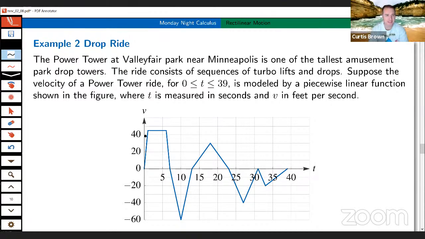So there is actually something called the Power Tower at an amusement park in Minneapolis or near Minneapolis. And it is one of the tallest, I believe, amusement park drop towers. And you get a series or a sequence of these turbo lifts and drops.